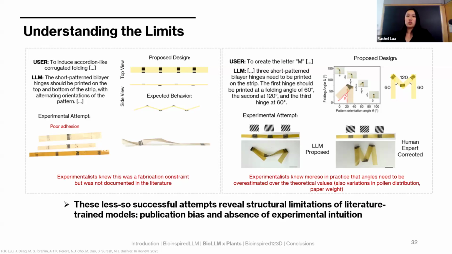But still, we wanted to highlight these two experiments because even though they're less successful, they still reveal structural limitations of our current system, which is that literature-trained models have this publication bias. If you've ever written a research paper before, I can bet that you probably did not document every single failure in it. And we think that failure is a huge learning method for these models to get better, as they'll be able to understand that experimental intuition more.